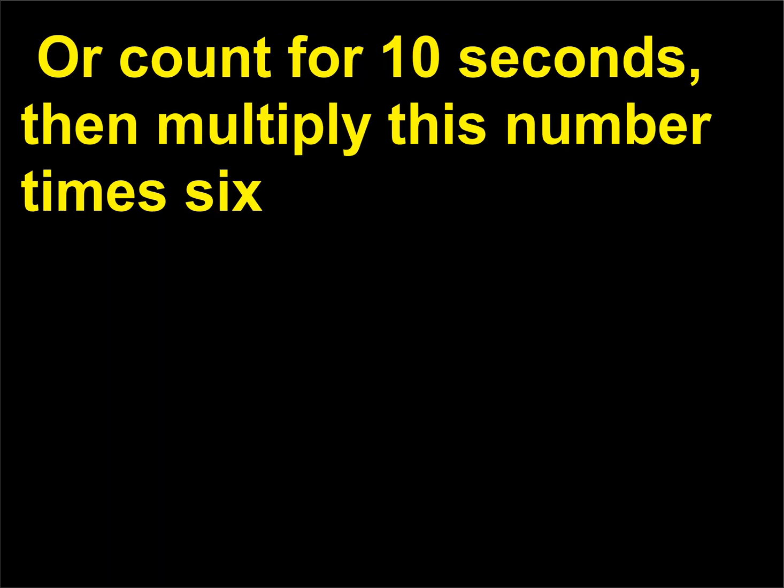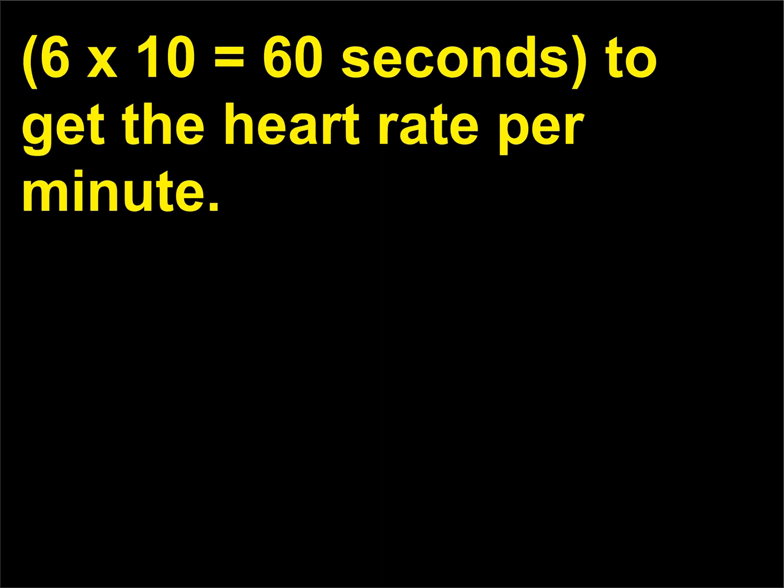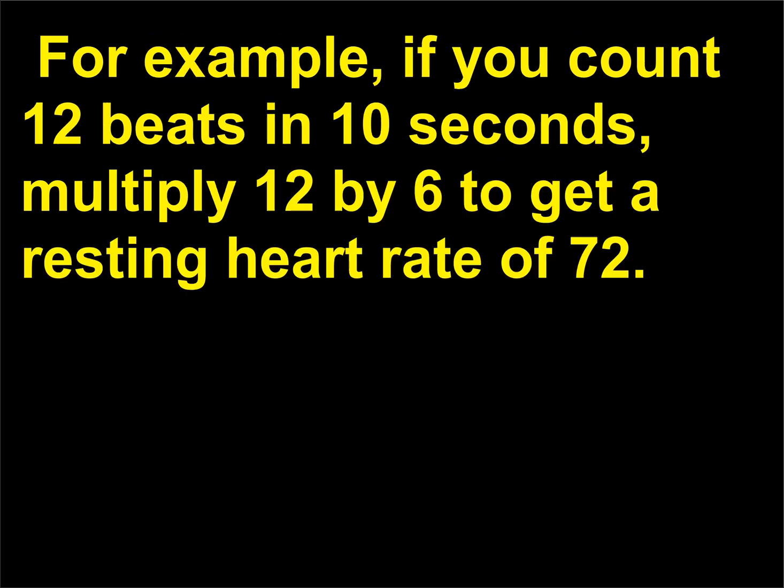Or count for 10 seconds, then multiply this number times 6, 6 x 10 equals 60 seconds, to get the heart rate per minute. For example, if you count 12 beats in 10 seconds, multiply 12 by 6 to get a resting heart rate of 72.